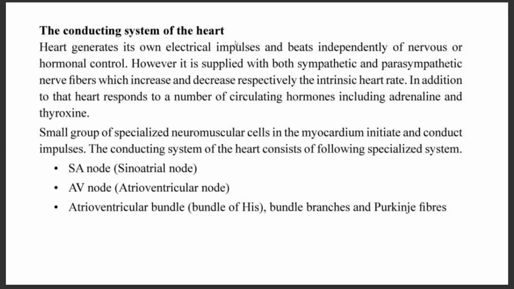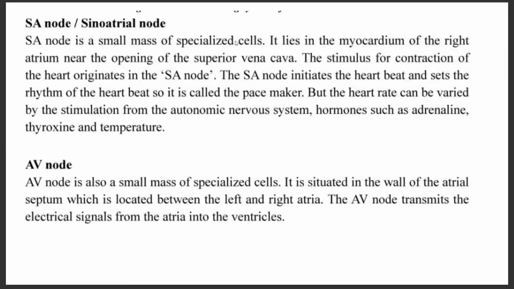The conducting system of the heart consists of the following specialized system: SA node, AV node, atrioventricular bundle branches, and Purkinje fibers. SA node or sinoatrial node. It is a small mass of specialized cells. It lies in the myocardium of the right atrium near the opening of the superior vena cava. The stimulus for contraction of the heart originates in the SA node. The SA node initiates the heartbeat and sets the rhythm of the heartbeat, so it is called the pacemaker.